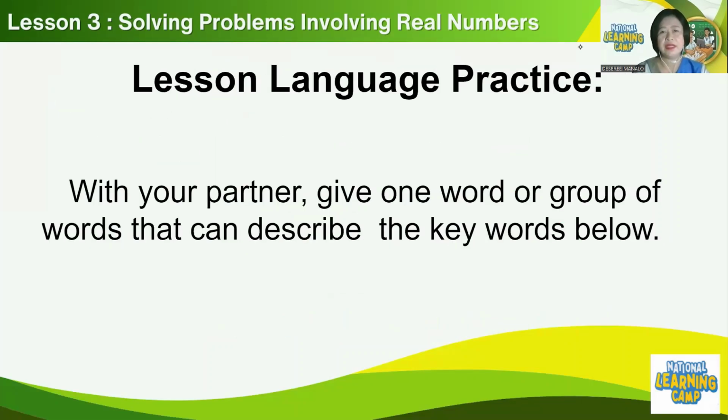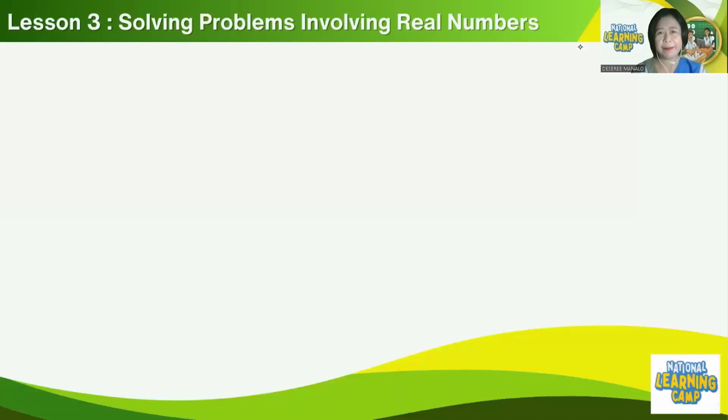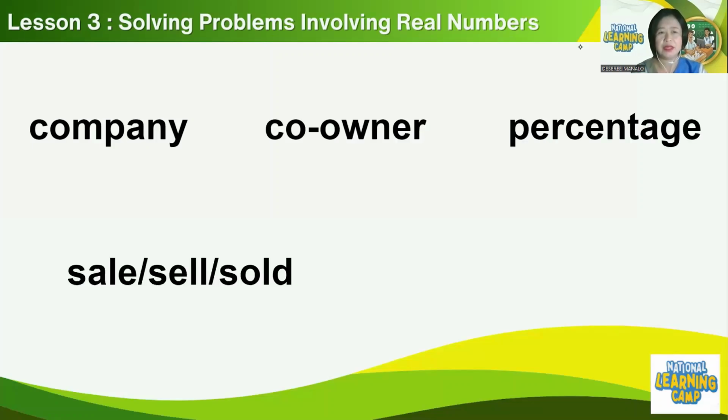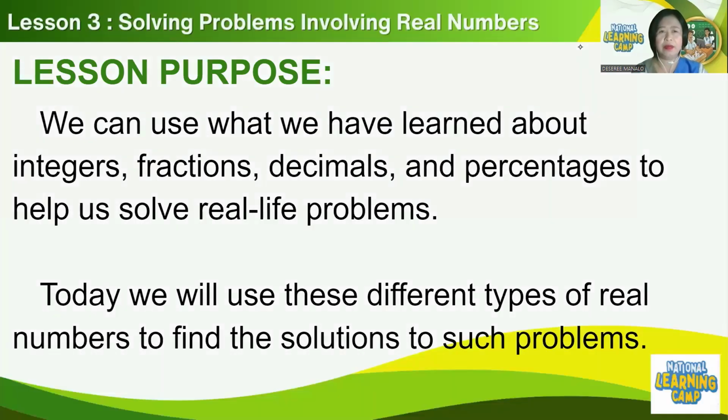Let us have the lesson language practice. With your partner, give one word or group of words that can describe the keywords below. You can pause the video. First word, company. Co-owner. Percentage. Sale, sell, sold. Share. You can use these words or you can encounter these words from our problems.